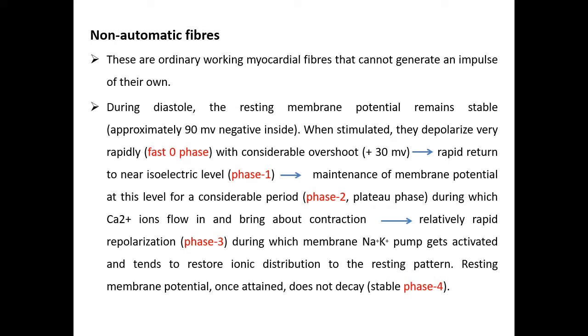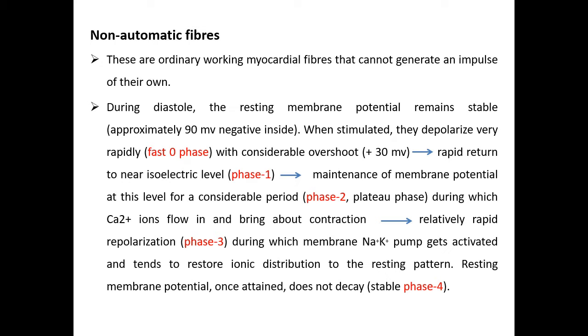There are four phases of impulse generation in non-automatic fibers. During diastole, the resting membrane potential remains stable, at about minus 90 millivolts. When stimulation occurs, the fiber depolarizes very rapidly, and this depolarization is called phase 0. It is followed by a considerable overshoot of about plus 30 millivolts. From minus 90 millivolts the potential rises up to plus 30 millivolts, and then it gradually returns to the isoelectric level, and that is called phase 1.